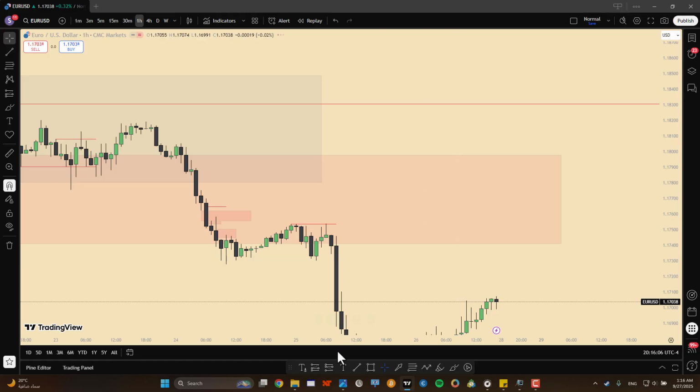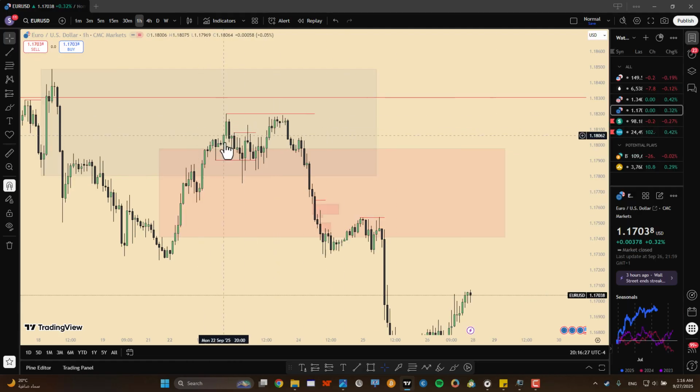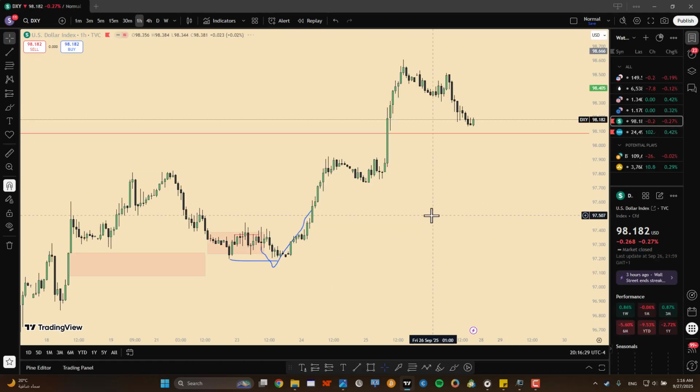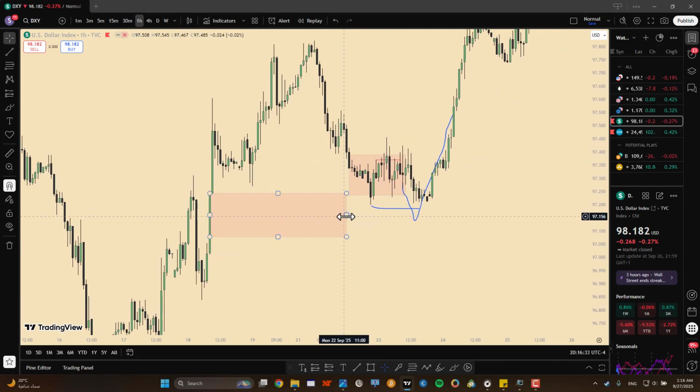Let's go to the 1-hour and see what happened. But again, I couldn't find an entry from here. Price action was not the best. I was waiting for this to get taken. This would be the most obvious sell opportunity. And let me show you the DXY. So notice this one, and this was my analysis on the DXY. This is what I was looking for.